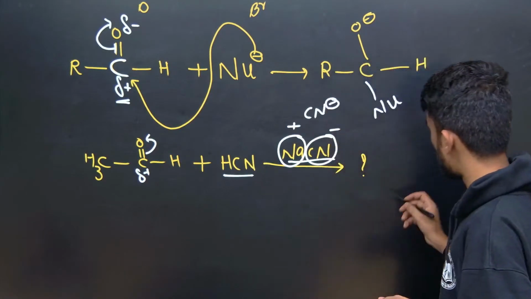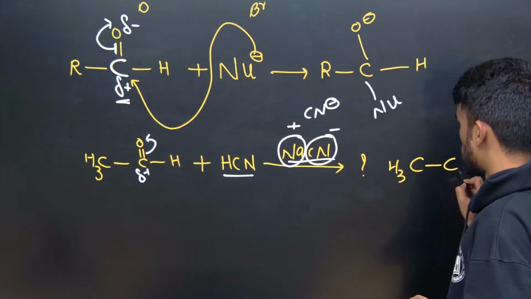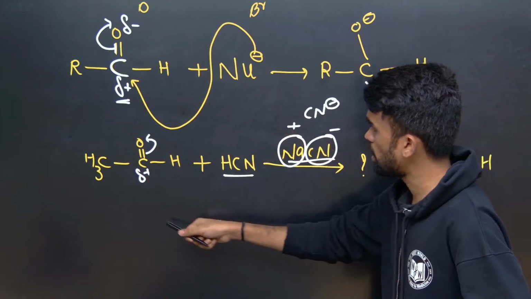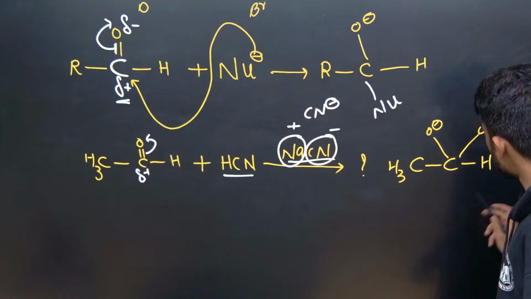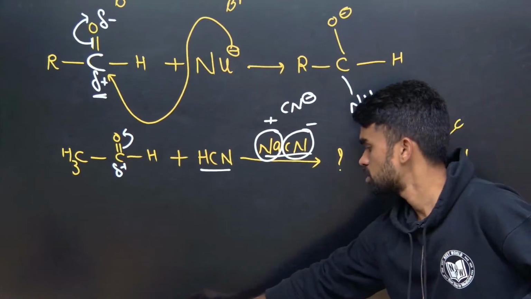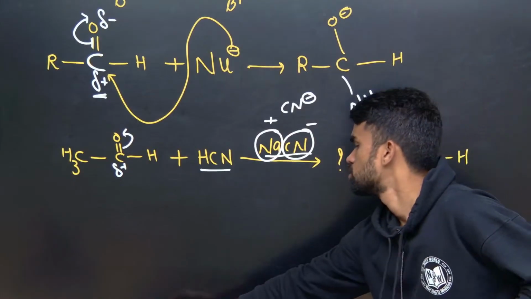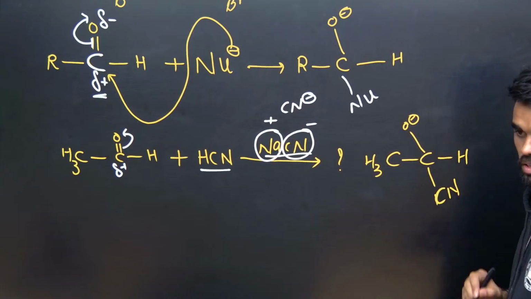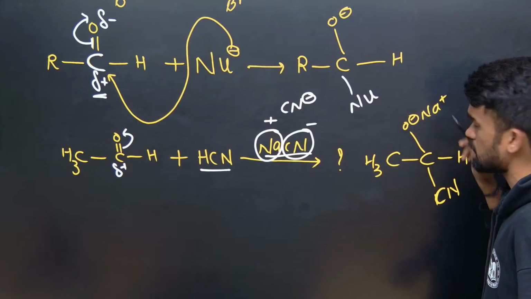So what is our final product here? CH3 CH, this O minus it will become, and this will go and attack on the carbon. So that we will be having something like cyanide here. That's it. Okay. So here we have negative and here we have Na plus. Like this also you can understand.